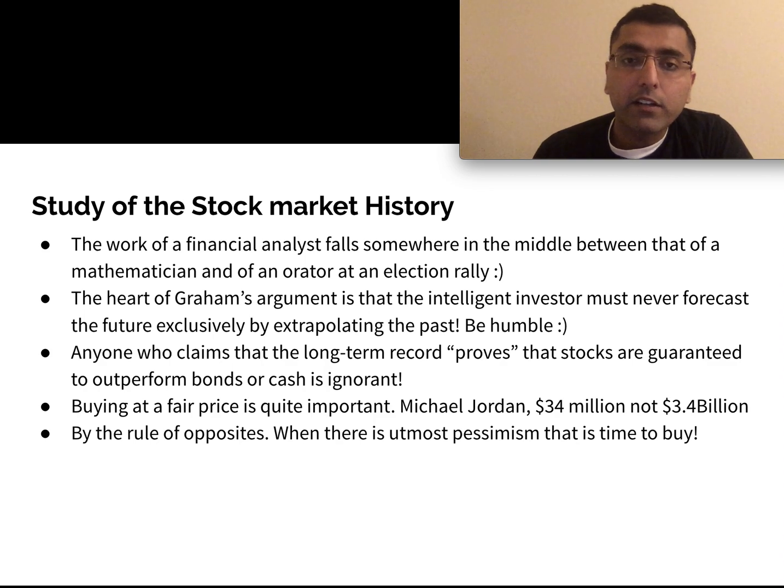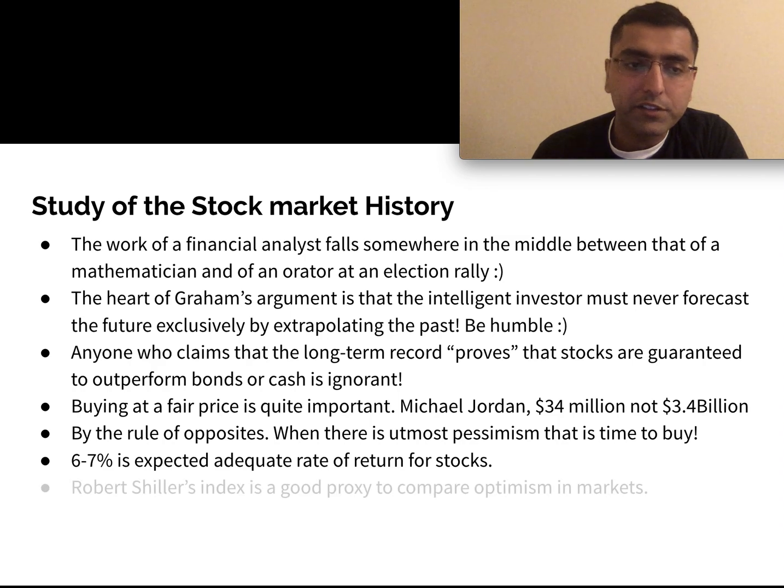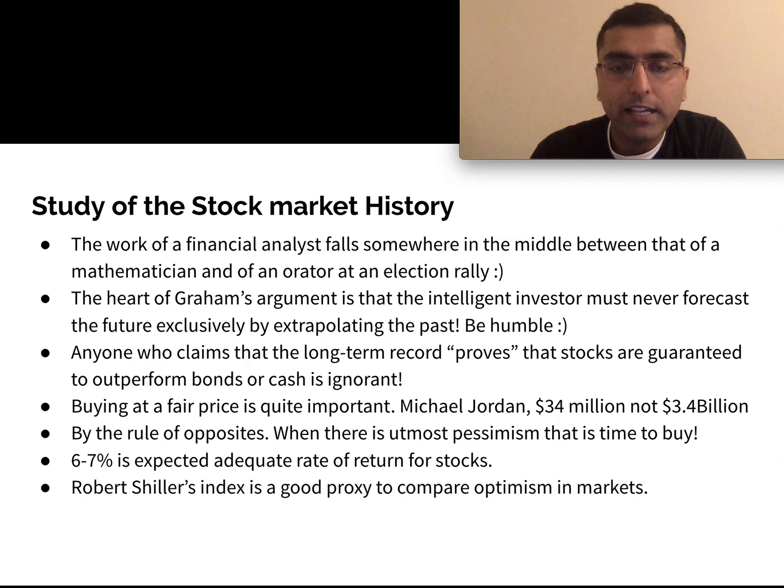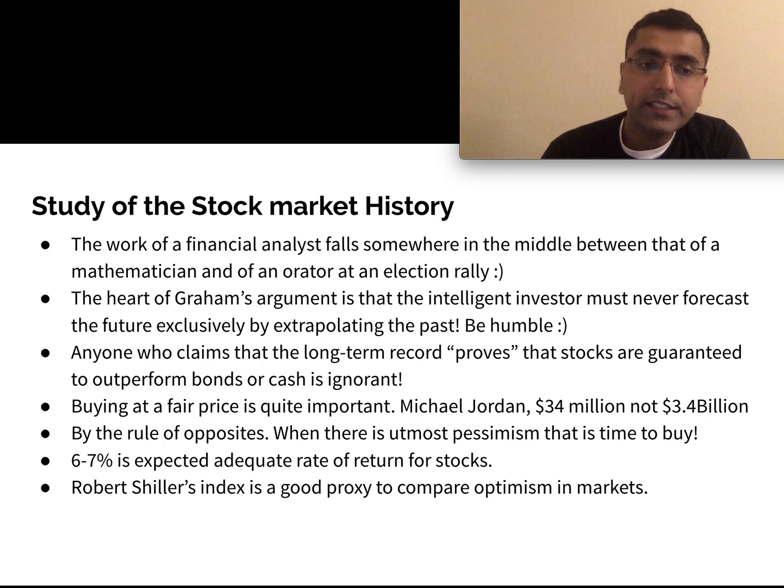And as I said earlier, rule of opposites, when there's utmost pessimism, you need to have the money and the patience to be buying at that time. So if you can't, then that's a problem. So invest in an SIP, but invest with a longer time duration, more than 3 years, probably 5 years. 6 to 7% based on calculations in the book, 2% earnings growth, 3% inflation and 2% dividends is the expected growth that you can expect from stocks, and that's adequate return. If you try to get more aggressive from it, then you are getting into the greedy zone.